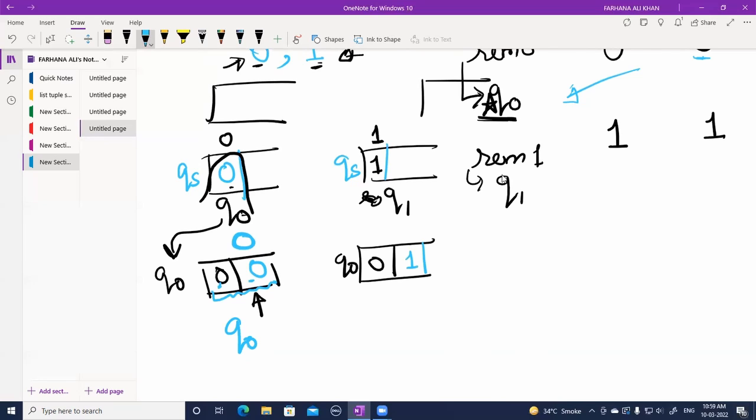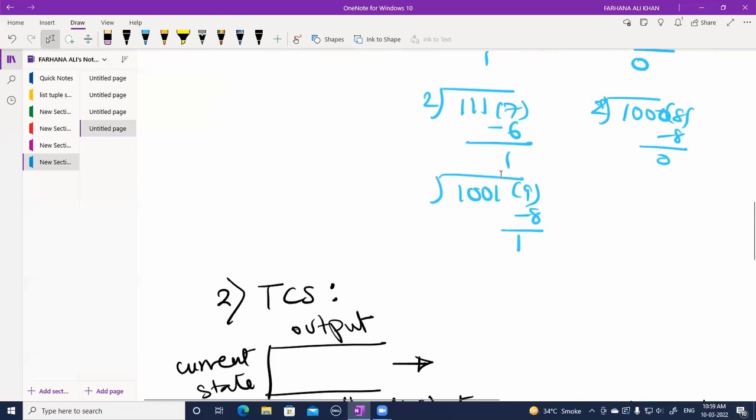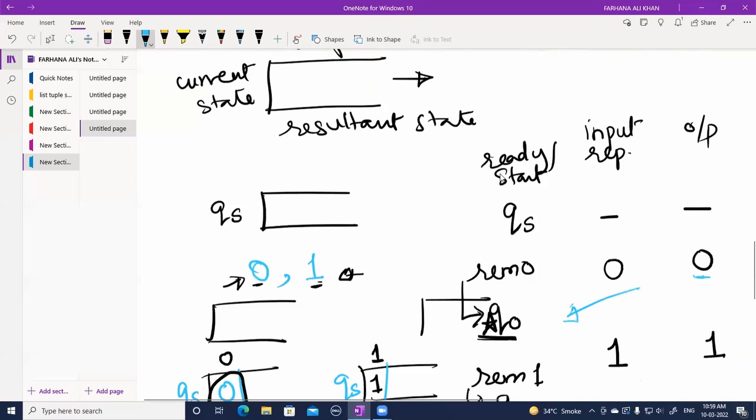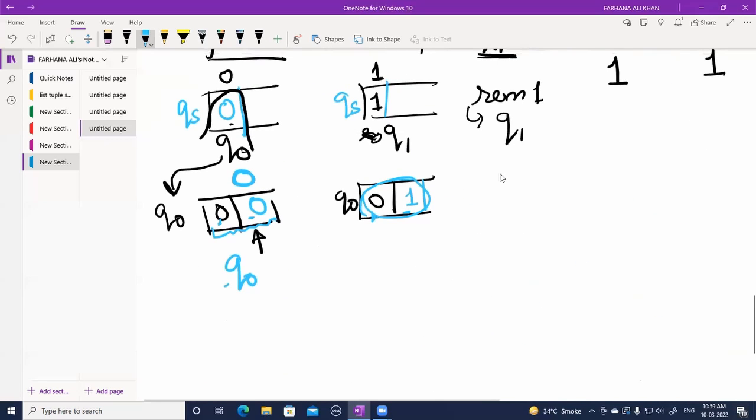So what we are having is Q0 on 0 goes to Q0. Now, Q0 with the next bit 1 creates a new string, 01. What was the case with 01? The 01 is nothing but 1, and the 1 generates the remainder 1. So what will be the remainder here? The remainder will be 1, and the state representing remainder 1 is Q1. So we'll write Q1 here.